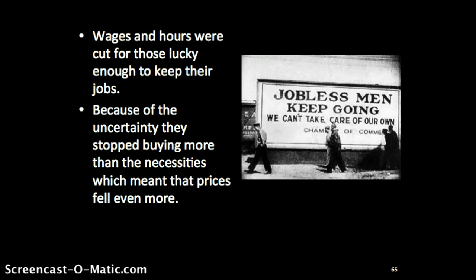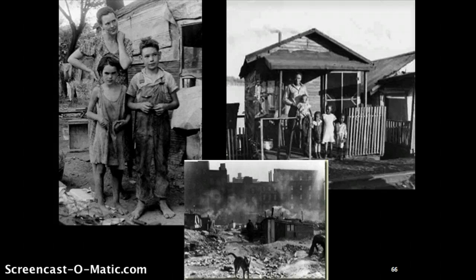Wages and hours were cut for those who kept their jobs, and so people still had less money. Because of the uncertainty, they stopped buying more than the necessities, which meant that prices fell even more because they weren't spending their money out in the economy. Here are some pictures of examples of Hoovervilles during the Depression, and some of the people who were affected by the Great Depression.